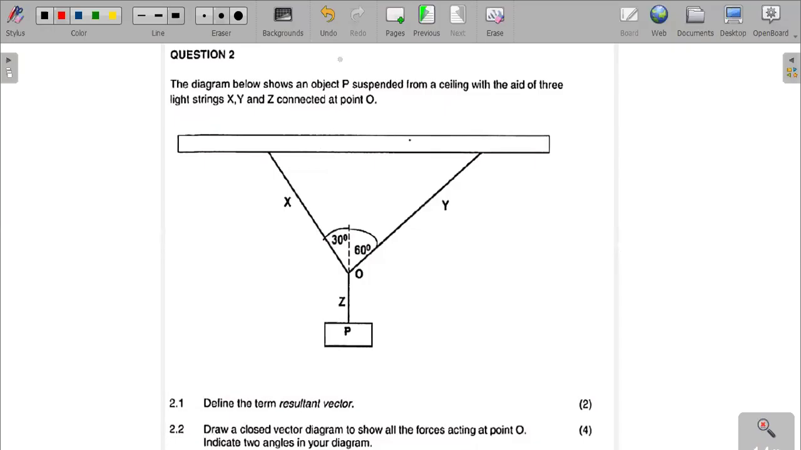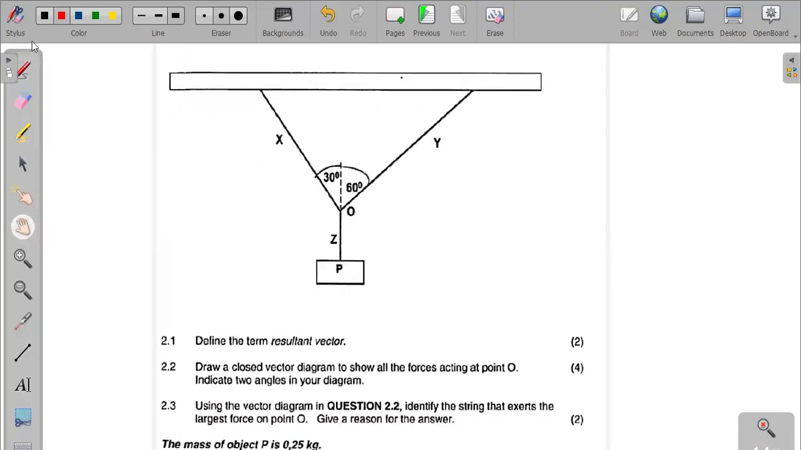Okay, question number 2 here is saying the diagram below shows an object P suspended from a ceiling with the aid of 3 light strings X, Y, Z connected at point O, right? The first question there is saying define the term resultant vector.